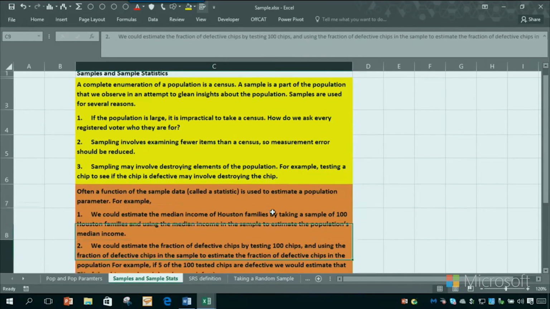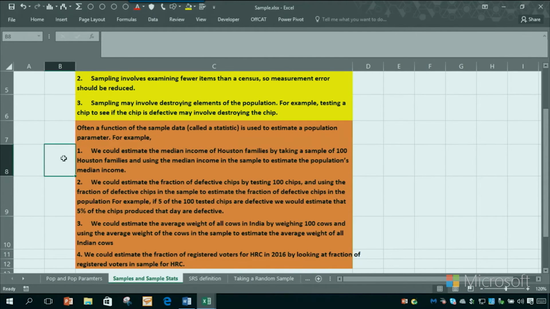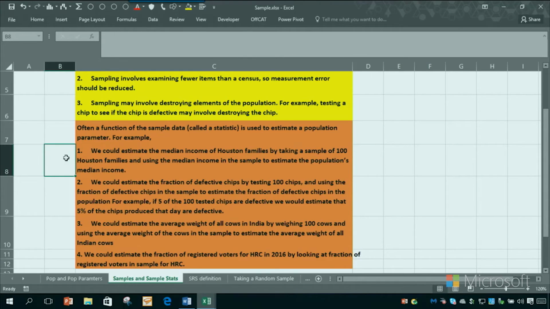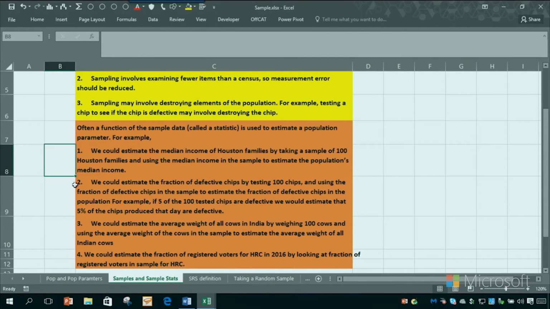So how do we estimate population parameters? We use a function of the sample data called a sample statistic to estimate a population parameter. So here are some examples. If you want to estimate the median income of Houston families, you might take a sample of 100 Houston families and use the median income in the sample to estimate the population of Houston's median family income.